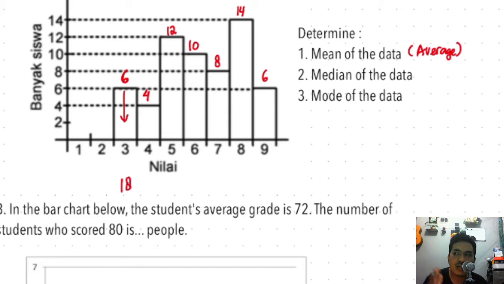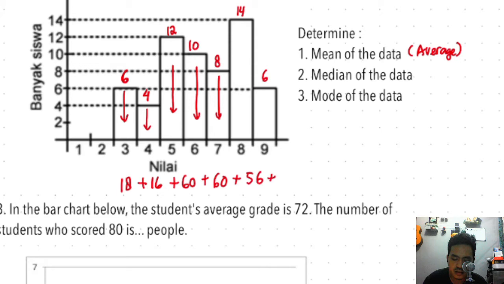This means we add the score of those 6 students, all of that, to become 3 plus 3 plus 3 plus 3 plus 3 until 6 times, right? And then we can multiply 4 by 4, 16, 12 by 5 is 60, 10 by 6 is 60, and then 8 by 7 is 56, 14 by 8 is 112, and then 6 by 9 is 54.